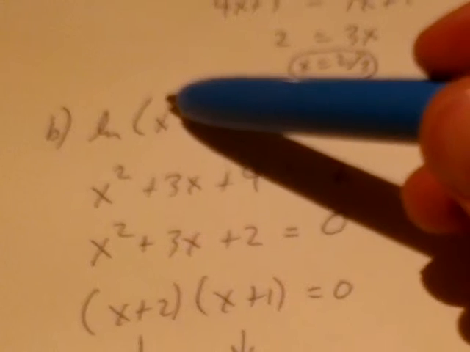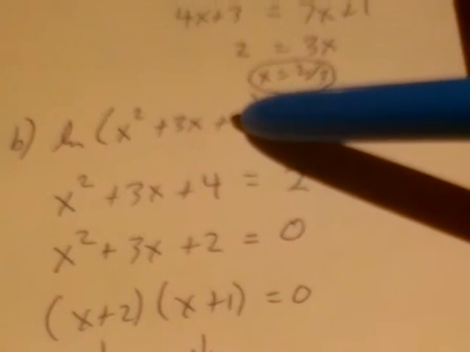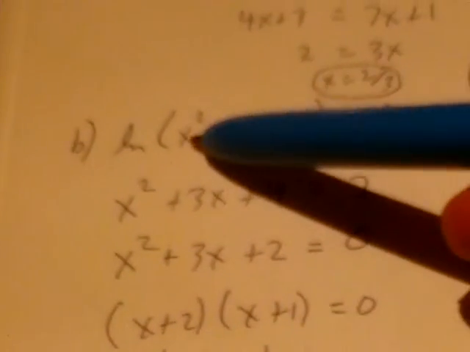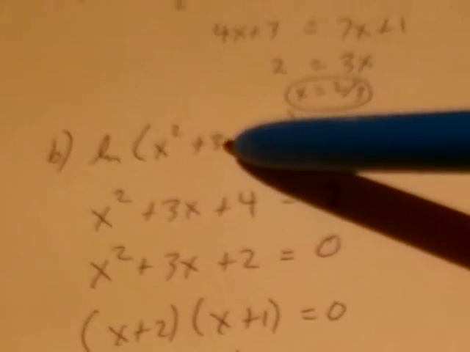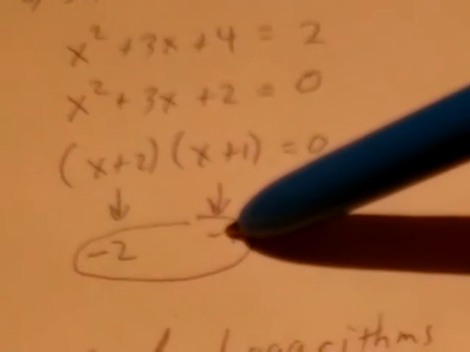So -2 squared is 4, minus 6 is -2, plus 4 is +2. That one's good. And we check the -1 in here. So -1 squared is 1, minus 3 is -2, plus 4 is +2, so the -1 also works just fine.